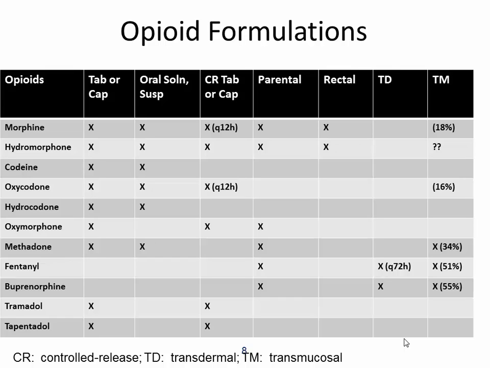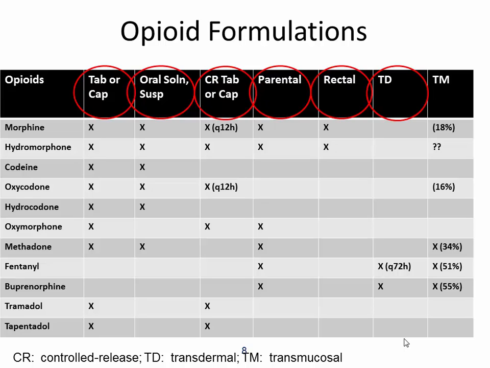The different opioid formulations are summarized in this chart. Opioids can come in immediate release tablets or capsules. They can come in oral solutions or suspensions. Some come in sustained release or controlled release tablets or capsules. The ones that you see more commonly are morphine, which is a Q12-hour formulation in most cases, and oxycodone, which is also a Q12-hour formulation. Parenteral, so IV formulations. Morphine and hydromorphone can also be given and administered rectally.